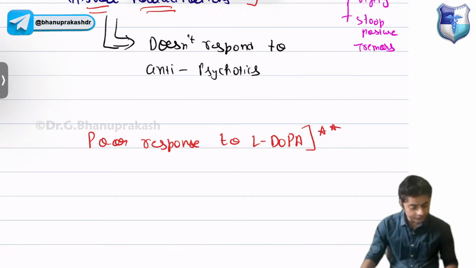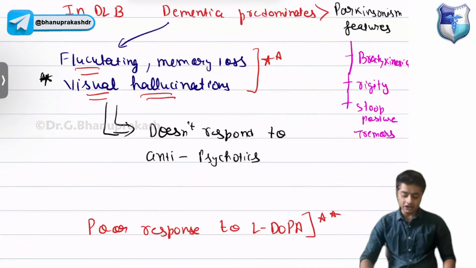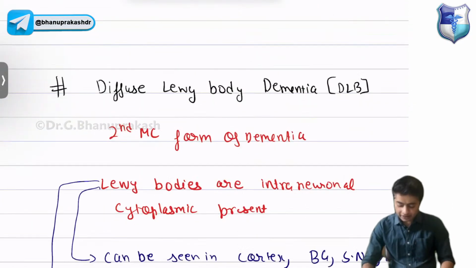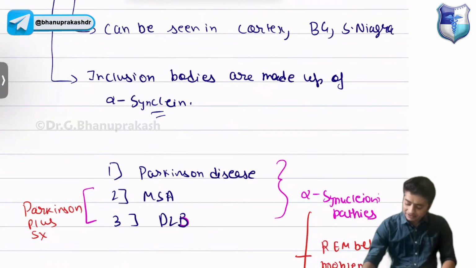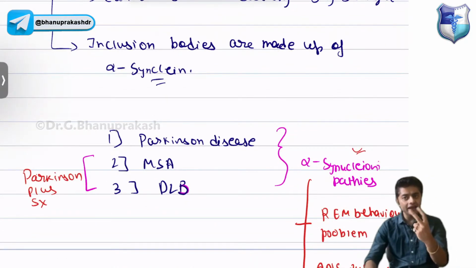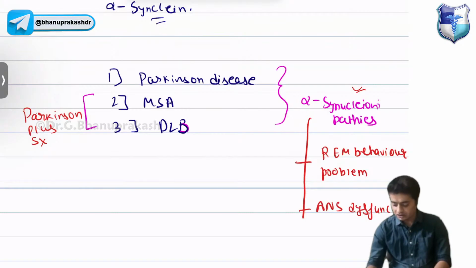Okay, everyone? Shall we move further? Did everyone understand diffuse Lewy body dementia? It is a type of Parkinson plus syndrome, and it is a type of alpha-synucleinopathy. What are the two characteristic features of alpha-synucleinopathies? One is REM behavior problem, and the other is autonomic nervous system dysfunction.